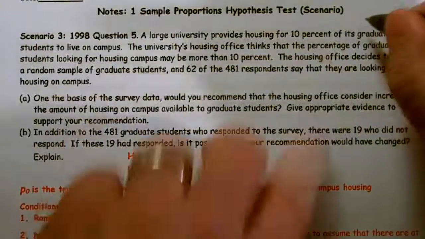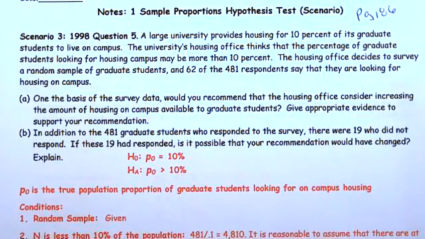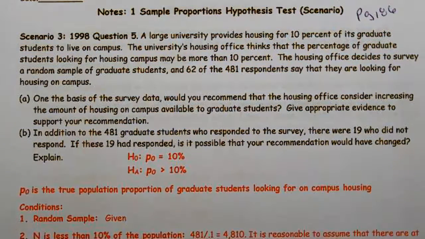Okay, we're on page 186 of the note spiral. This is scenario 3 for one sample proportions, and it is a hypothesis test. And you can see that this was originally an AP test question back in 1998.